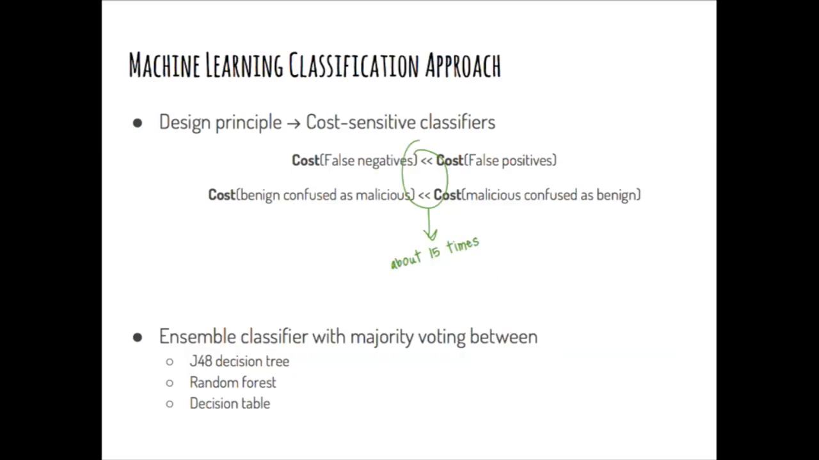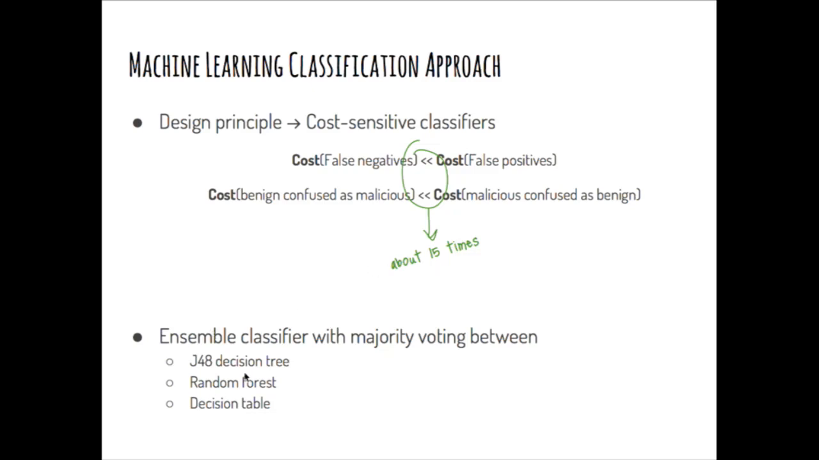So this translates to a machine learning technique called cost-sensitive classification. With cost-sensitive classification, you actually move the decision threshold on one side of the problem. You want to train the classifier on the fact that the cost of a false positive is much higher than the cost of a false negative. So you're kind of biasing the classifier somehow. You're telling, hey, it is very costly to confuse a malicious as benign, much more costly than the opposite one. And we set a parameter of about 15 times in our experiments.